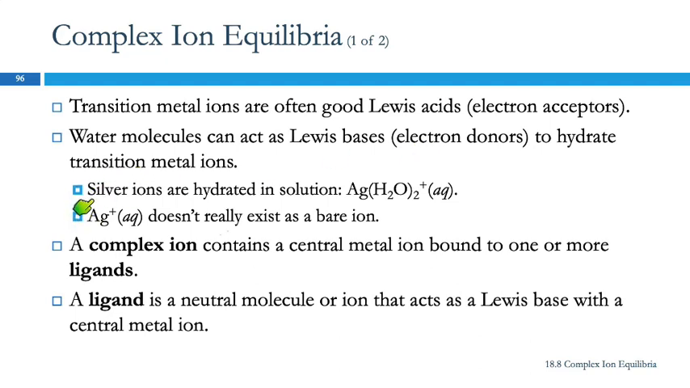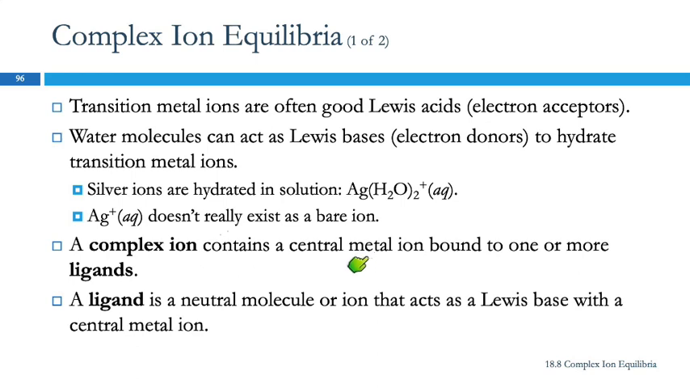So here's an example. Silver ions in solution actually are not just floating around by themselves. They pick up a couple of hitchhikers. And so we've got water molecules making these coordinate covalent bonds with the silver. So silver plus doesn't actually exist as a bare ion. So this is called a complex ion because it's complicated, right?